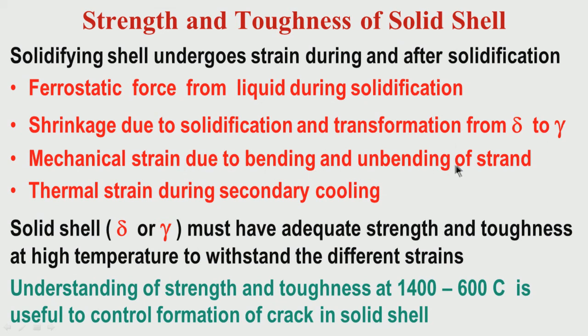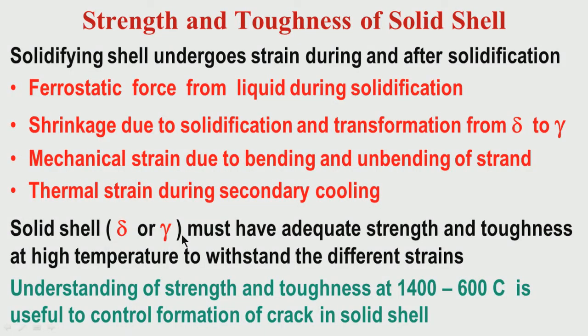Then mechanical strain due to bending and unbending, I have told you, again depends on a certain location in the caster, that means at a certain depth in the caster. Consequently, that means at a certain temperature interval in the solid shell. So it is very important to understand at what temperature interval you are using bending and unbending, whether the shell can withstand the mechanical strain that is getting generated, or there will be some crack formation. There may be bulging crack, there may be other crack. So this is very important to understand.